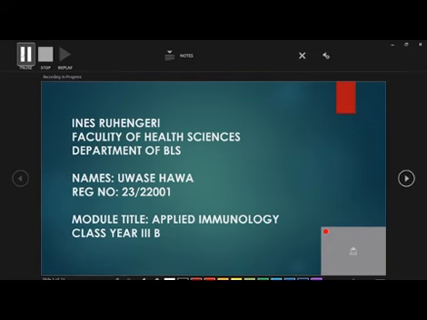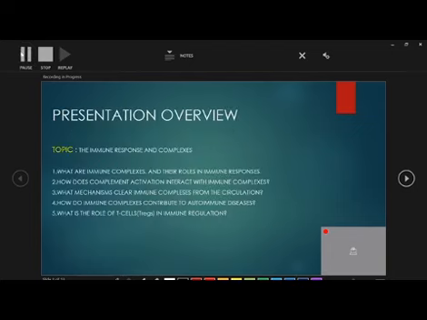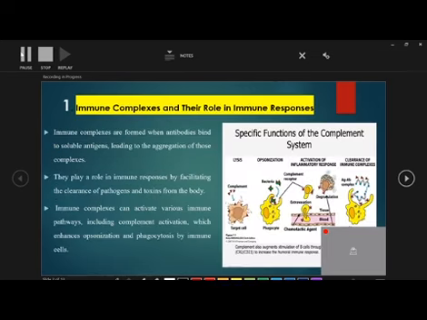Let's start the presentation. So this is the overview. All these are the topics we are going to present about the immune responses and immune complexes. Let's start with the first question. What are immune complexes and their roles in the immune responses?